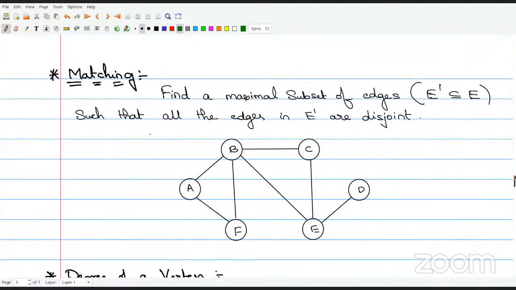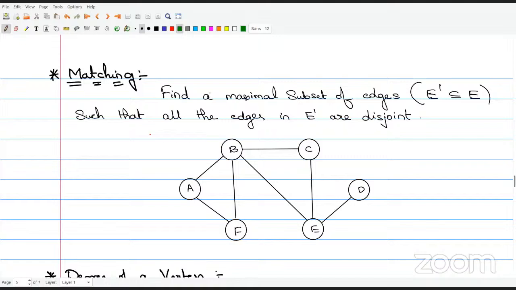Let's look into matchings. Previously, whatever we have seen, vertex cover, graph coloring, maximum independent set, all are related to vertices. But matching is related to edges. So now we are looking at edges and trying to pick a few edges from the edge set. How we pick those, we will see now. We have to find a maximal subset of edges.